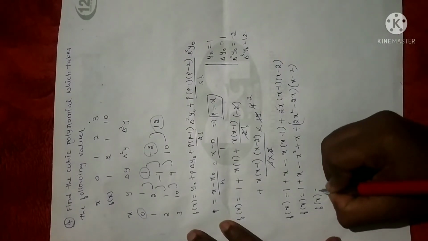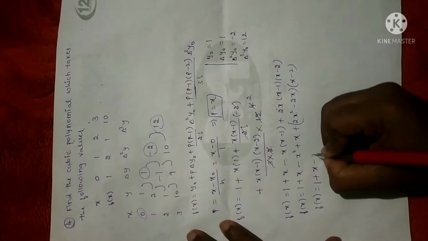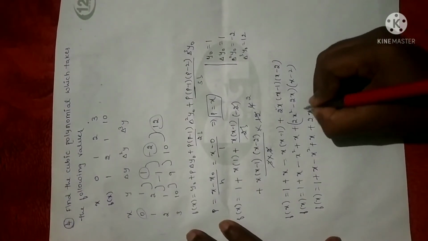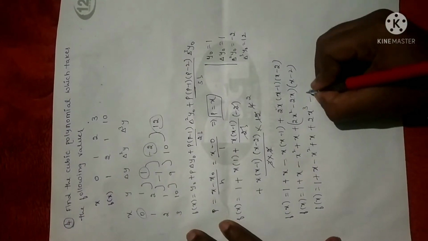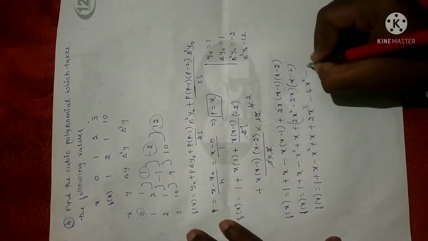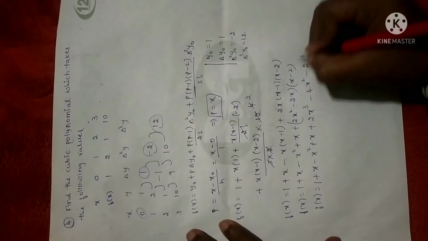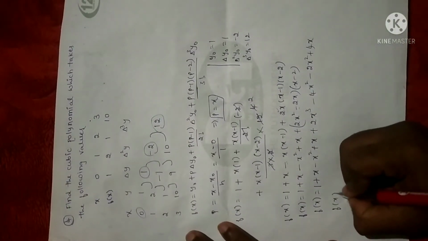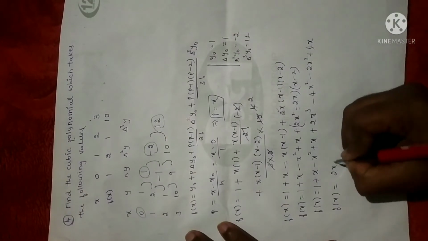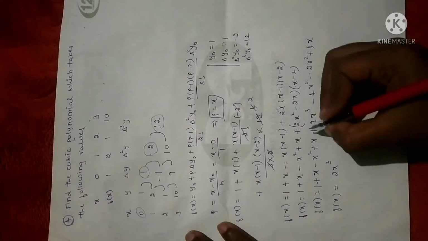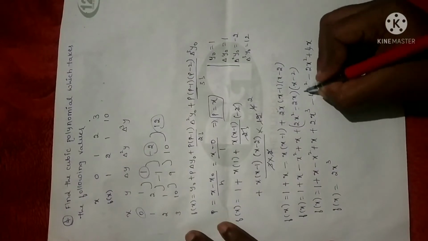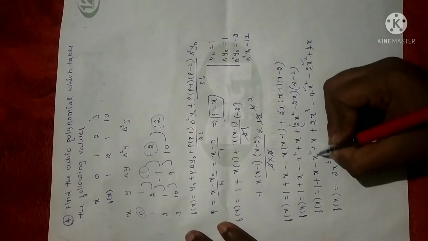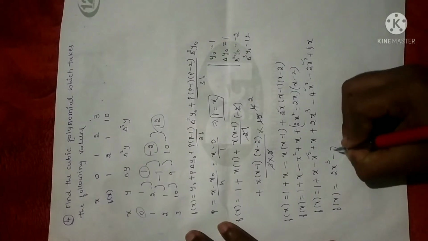So let me simplify. 1 plus x minus x square plus x plus 2x square into x is 2x cube, minus 2x square into 2 is 4x square, minus 2x into x is 2x square, minus into minus is plus, 2x into 2 is 4x. Now simplify all the terms. So I'll just write in order. So you will get 2x cube. Next, terms containing x square are minus 4x square minus 2x square. 4, 5, 6x square. 6x square minus x square is minus 7x square.